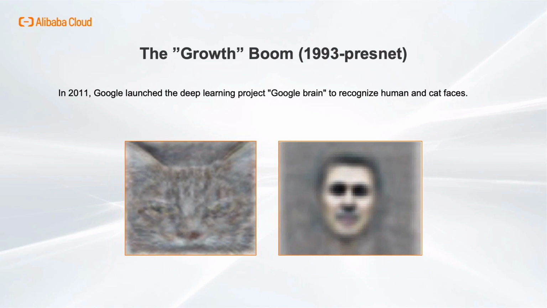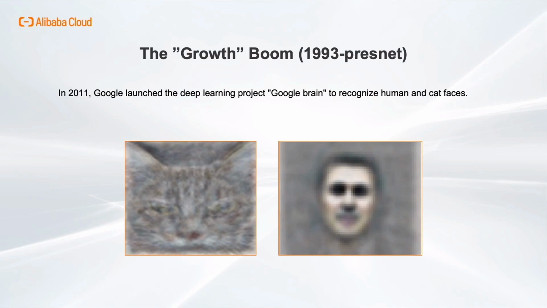In 2011, Google launched the deep learning project Google Brain to recognize human and cat faces. When computer scientists at Google's mysterious X Lab built a neural network of 16,000 computer processors with 1 billion connections and let it browse YouTube, it did what many web users might do. It began to look for cats.